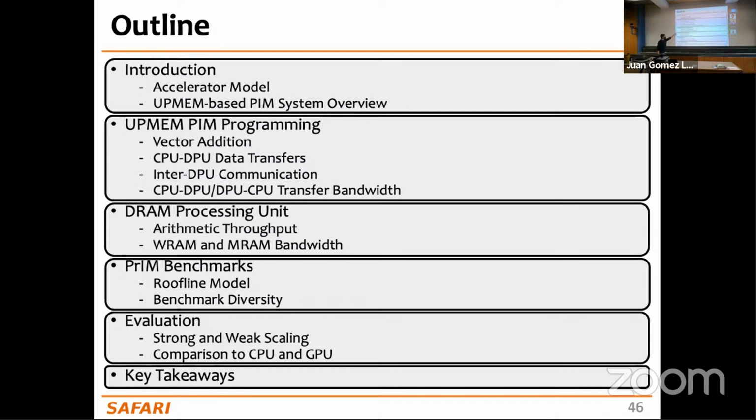Then we are going to talk about the architecture of the DRAM processing units, and we are going to characterize this DRAM processing unit, measure, for example, the arithmetic throughput for different types of operations and data types, and also bandwidth to the different memory spaces that the DRAM processing unit has access to. Then we are going to talk about our benchmarks and the evaluation of these workloads and comparison to CPUs and GPUs. And finally, we are going to give a few takeaways. Okay, so let's start with the introduction and the overview.